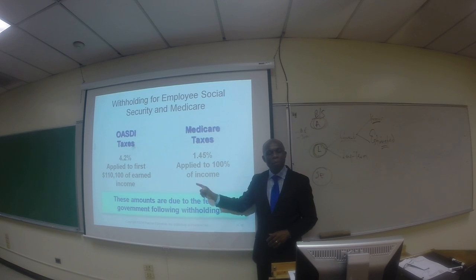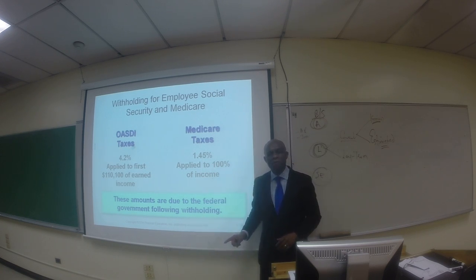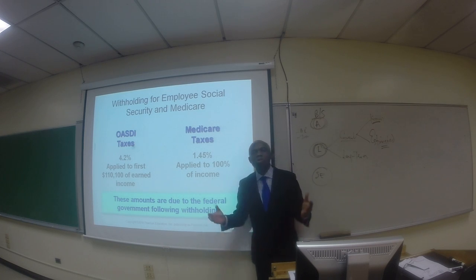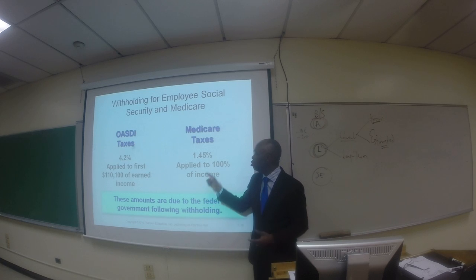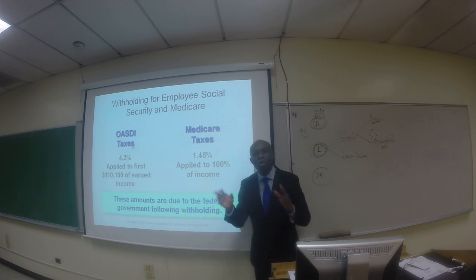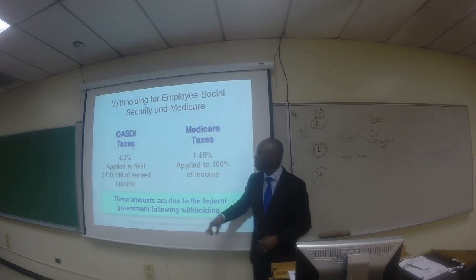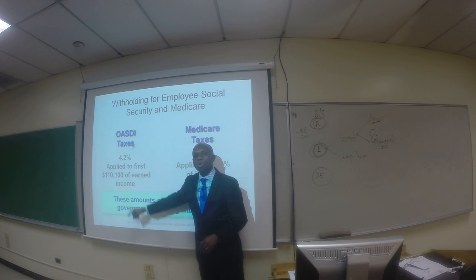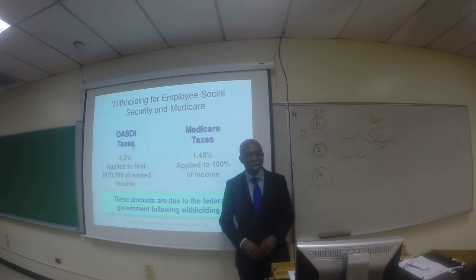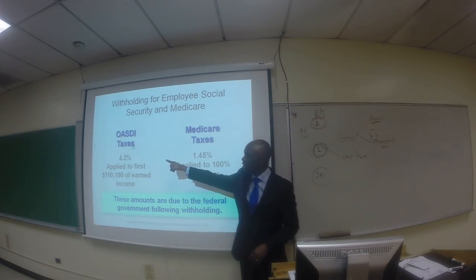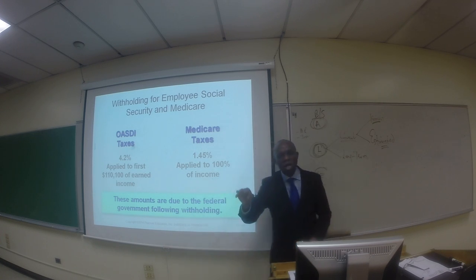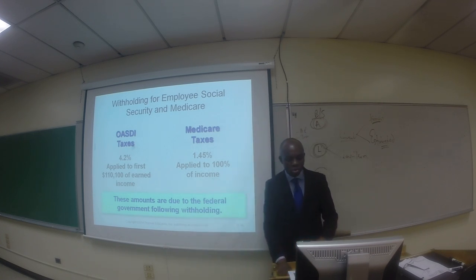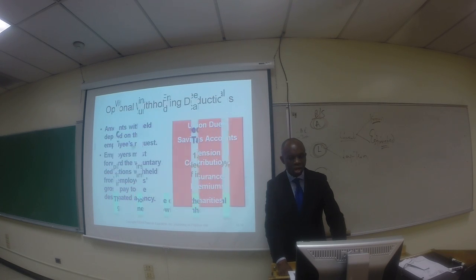Now, for the 1.45%, you pay that on every dollar of income that you make. So if you make $1 million a year, you pay 1.45% on the whole $1 million. However, you pay 4.2% only on the first $110,000. Again, like I said, this 4.2% is only applicable to the year 2012.